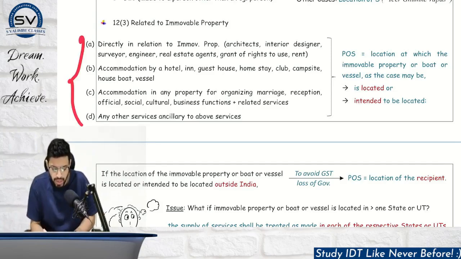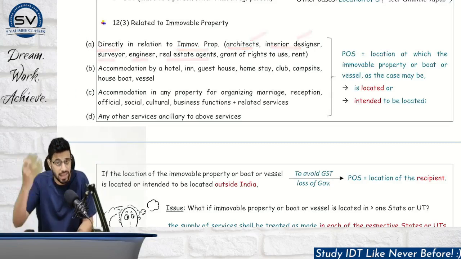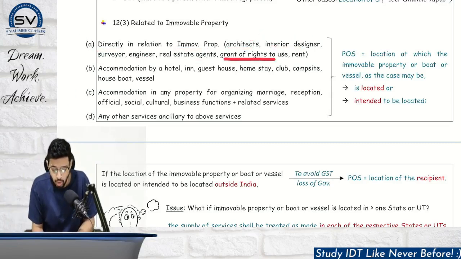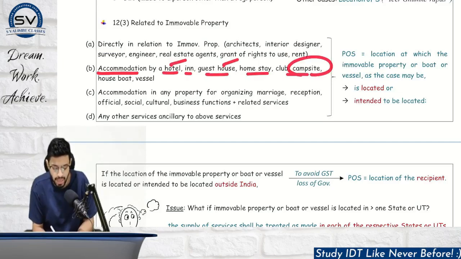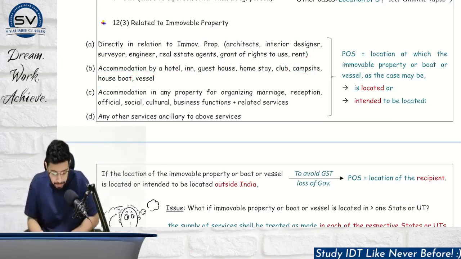Okay, so you can read it here. Any service directly in relation to the property, namely architect, interior designer, surveyor, engineer, real estate agent who are selling the properties, grant of right to use, giving on rent, etc. Accommodation by a hotel, inn, guest house, homestay, club, campsite, houseboat, vessel. These are also associated with stay and they are linked to immovable property.